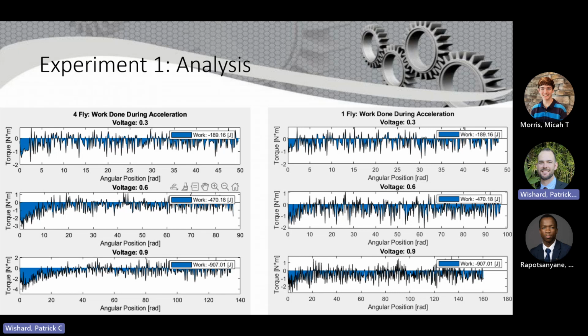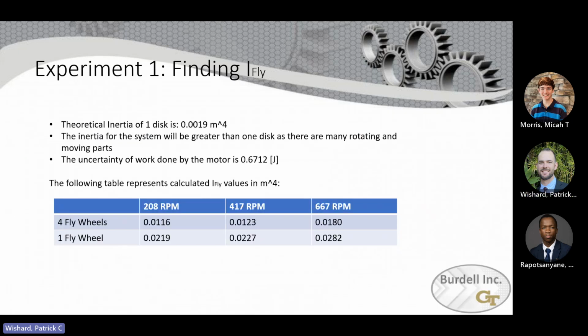Here are the torque values from when we start from 0, ramp up, and go to a steady state. Those work contributions are noted, and we use the same method to solve for these as we did in the previous plot example.